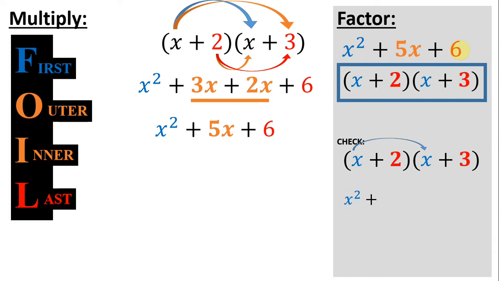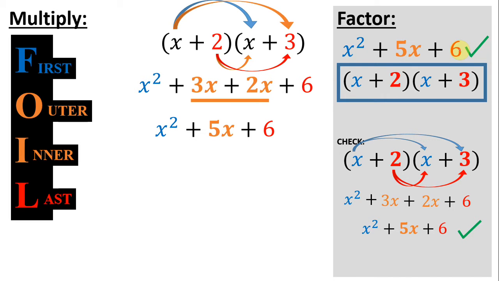X times x is going to get me x squared. X times 3 will get me 3x. 2 times x will get me 2x. 2 times 3 will get me 6. When I combine like terms, I get x squared plus 5x plus 6, which is exactly what I started with. Therefore, I did this process correctly.